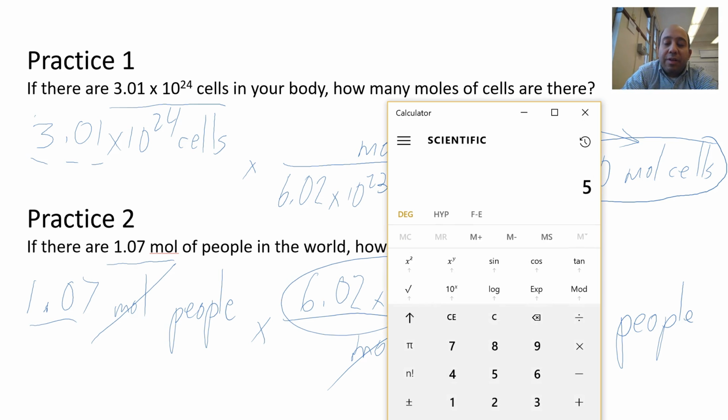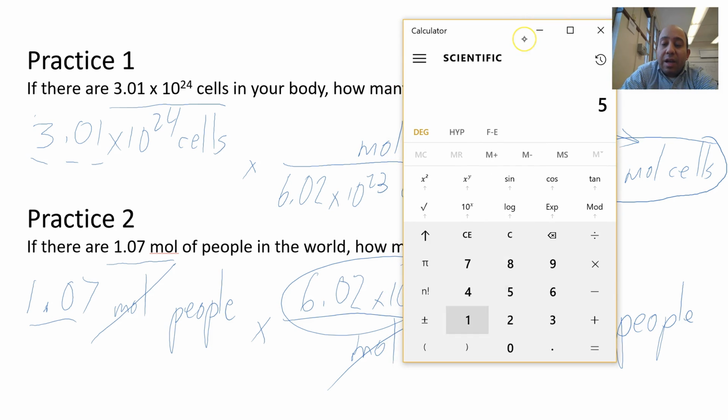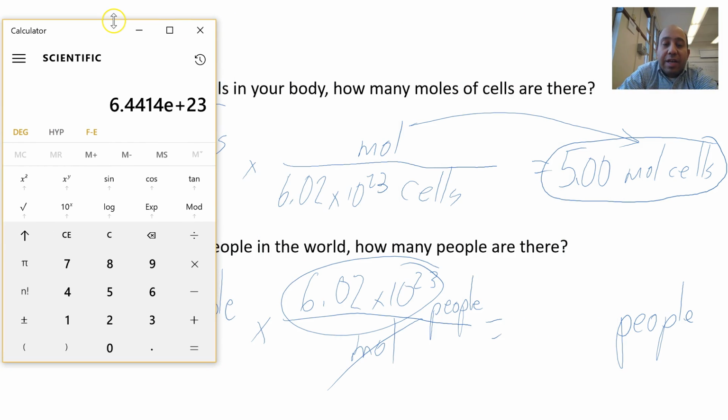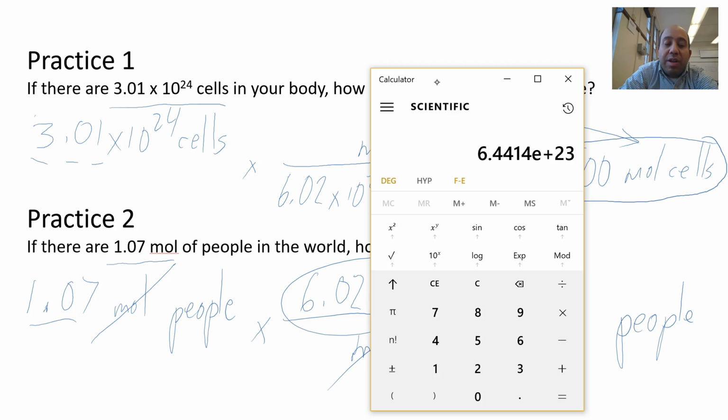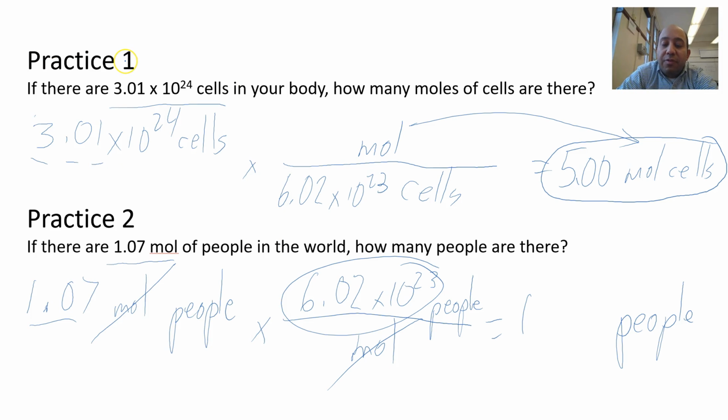Okay, so I'm going to take my calculator and I'm going to clear it. 1.07 times 6.02 times 10 to the 23rd. And we're going to change that into scientific notation so it's easier to read. And so you see that there's 3 digits in my given, so you'd write 3 digits in your answer. So it's 6.44 times 10 to the 23rd.